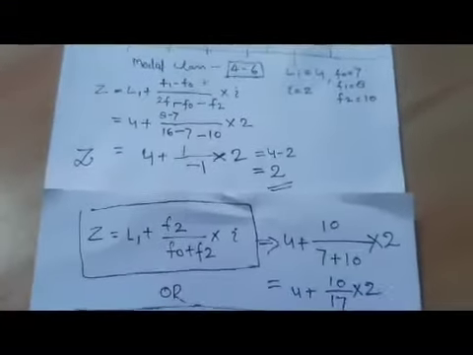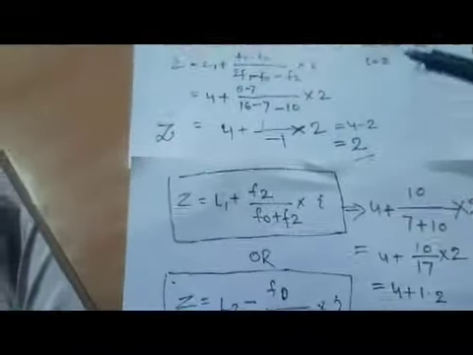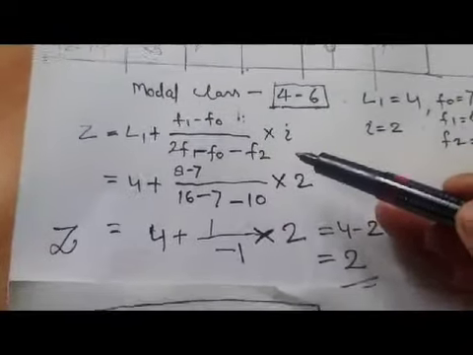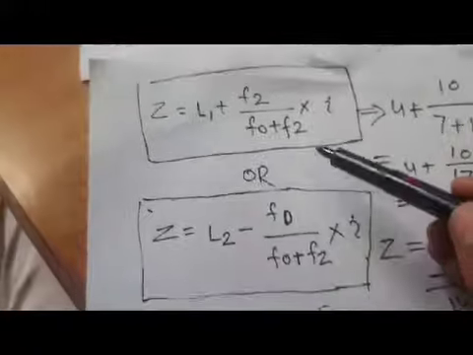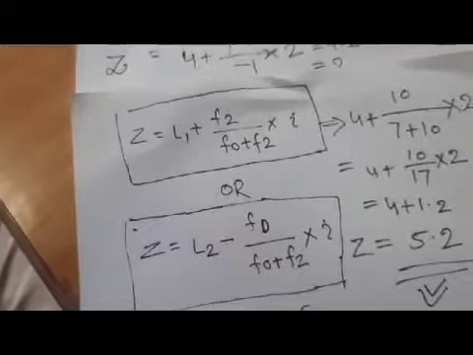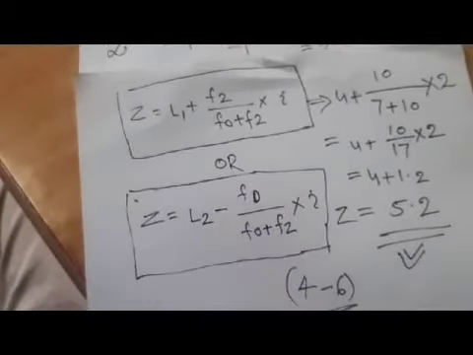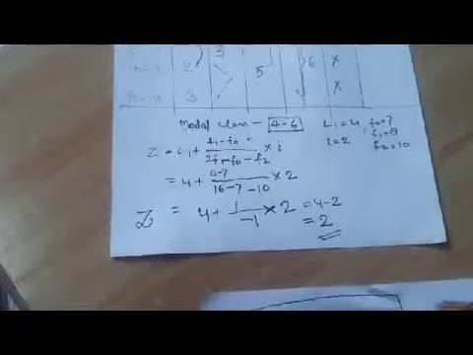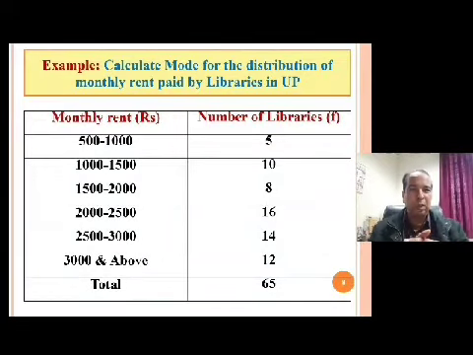So when the problem lies like this, which we have seen here, that the mode falls out of the modal class, then we use this formula rather than the formula L1 plus F1 minus F0 upon 2F1 minus F0 minus F2 into I. We have to use either of these two formulas, and then we will get a valid mode. So this is how we calculate the mode for a continuous data series. A problem is also given to you. You can also work it out.